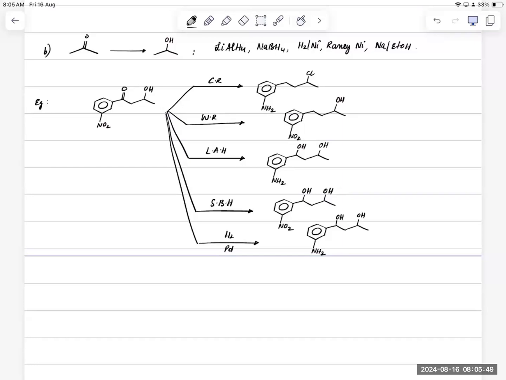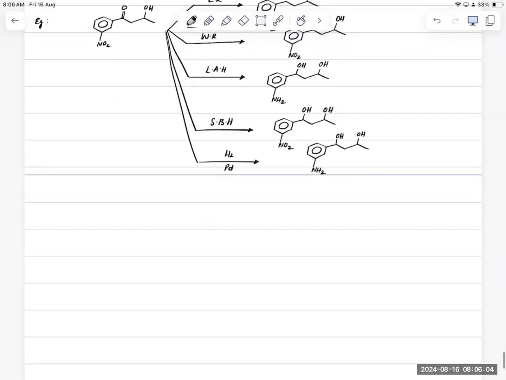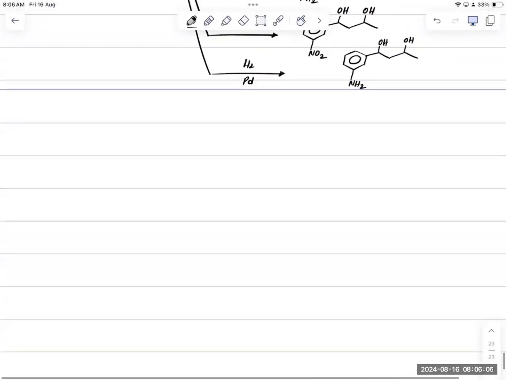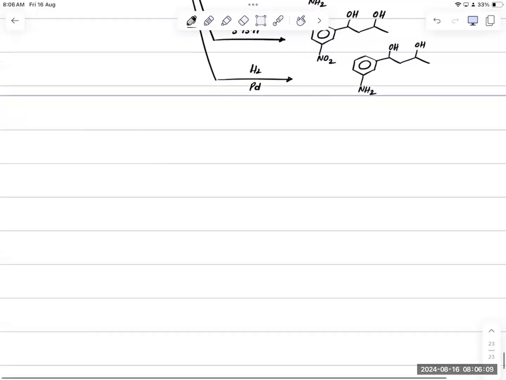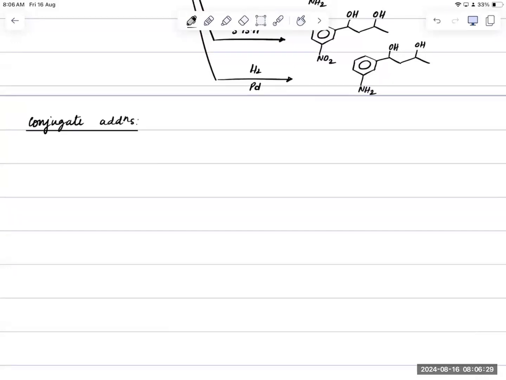Okay. Now, nucleophilic addition reactions, specifically on the conjugate side, are important for us. How on the conjugate side the reactions will happen. Okay. Let me show you conjugate additions. I'll put it as a simple way to remember.